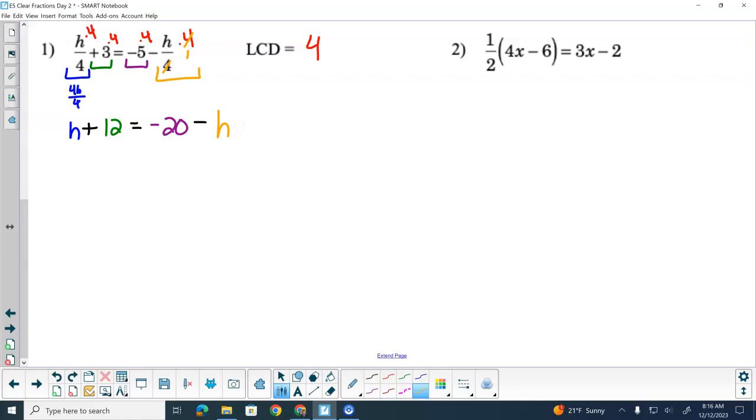So now we've got an equation without any fractions in it. Do I have any like terms to combine? No. Okay? So now I got to do my adding and subtractings. Which way do we want our variables to go? Variables to the left. How am I going to move my variables to the left? Add H.